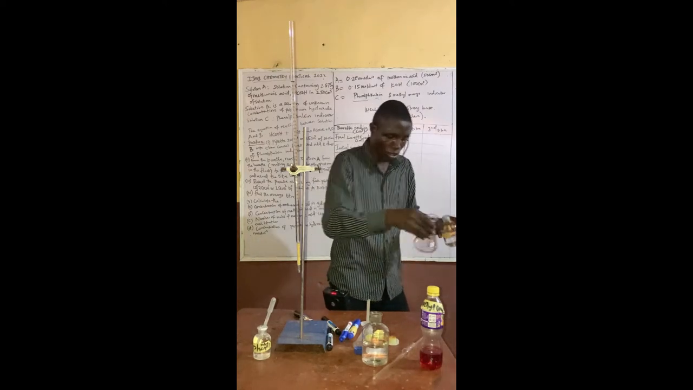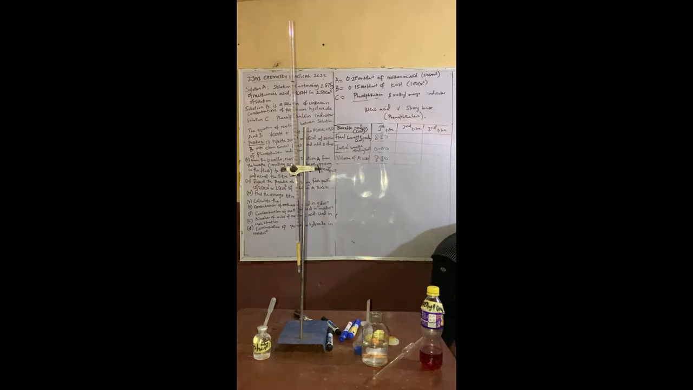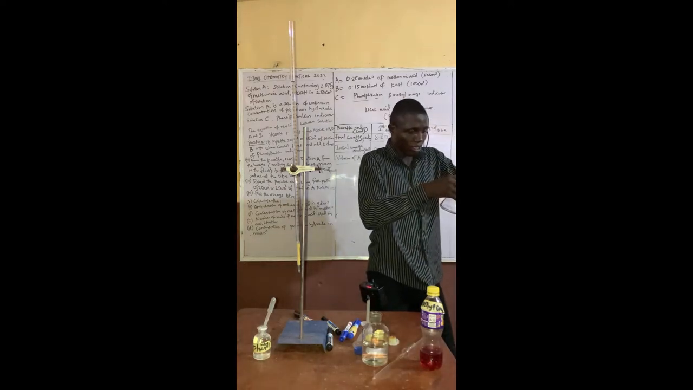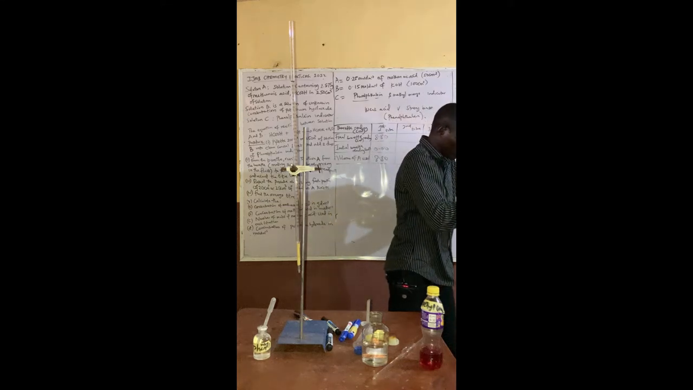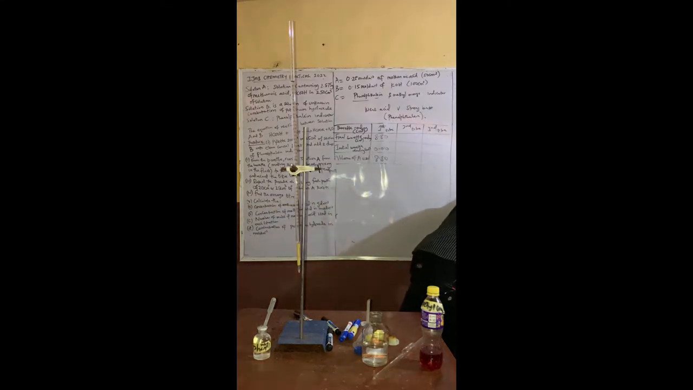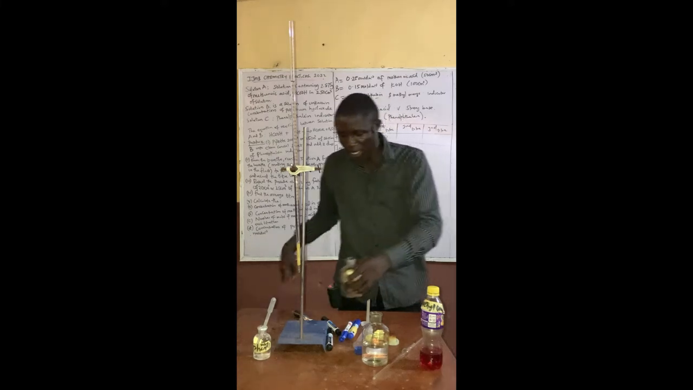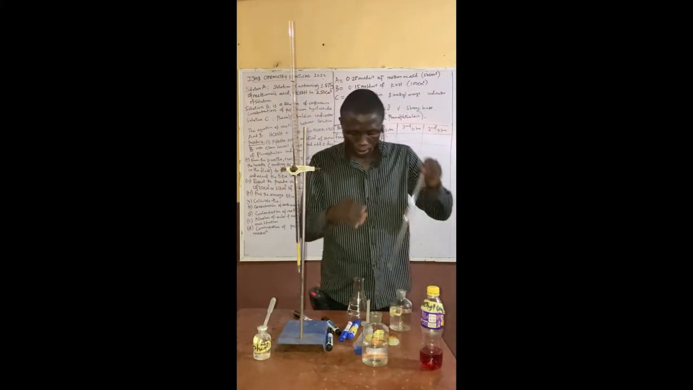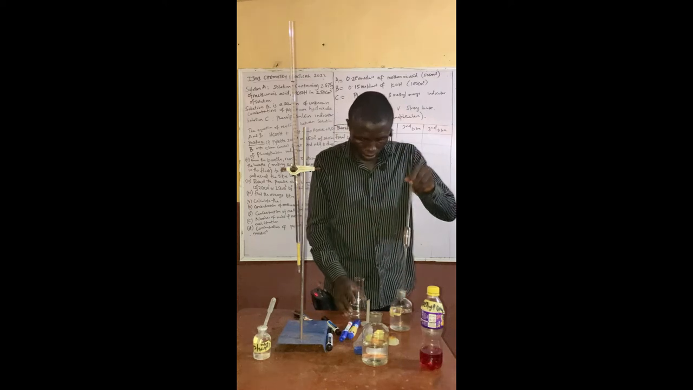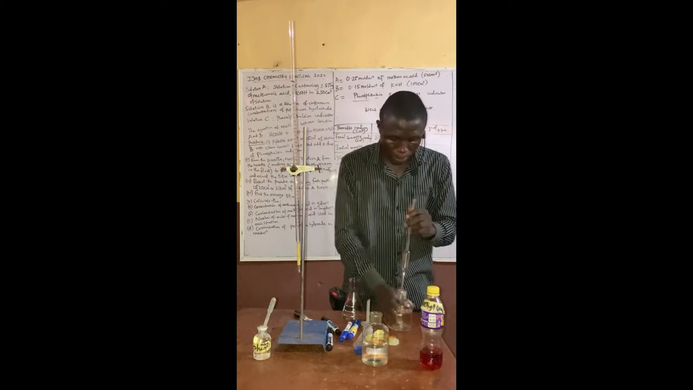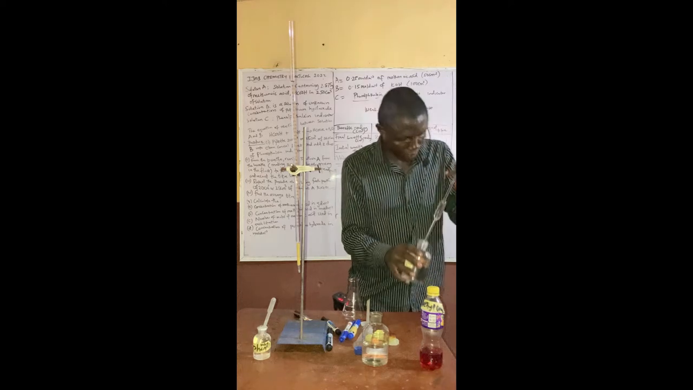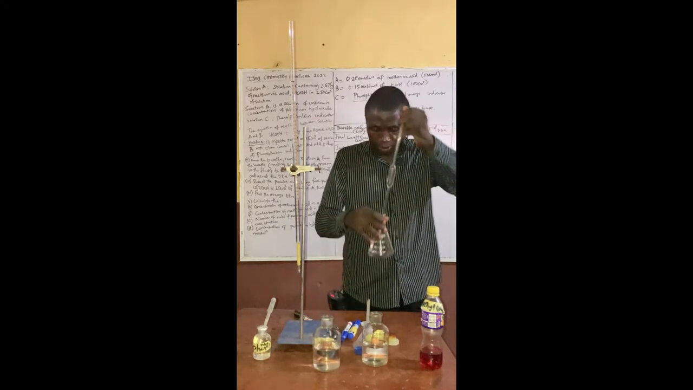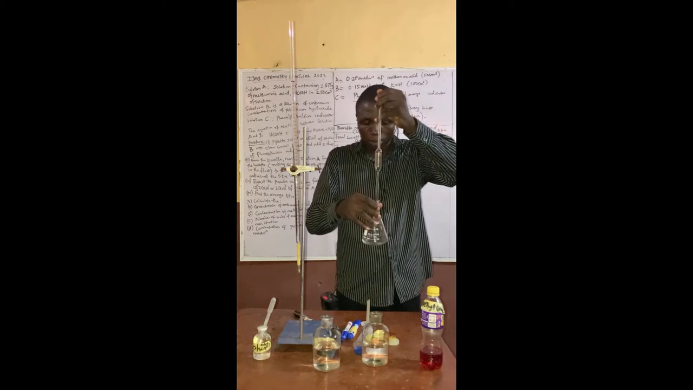So you rinse, make sure you rinse. You have to ensure that you don't carry the remnants in the first titre to the second titre. So now you carry out the same procedure. Pipette. So this is exactly what? 25 centimeter cube of B.